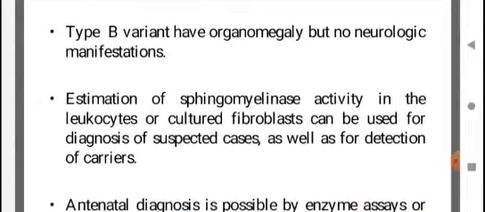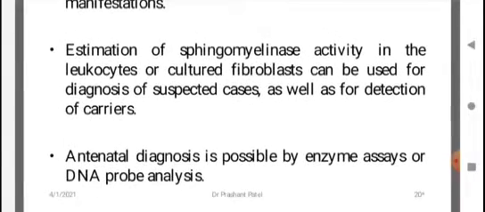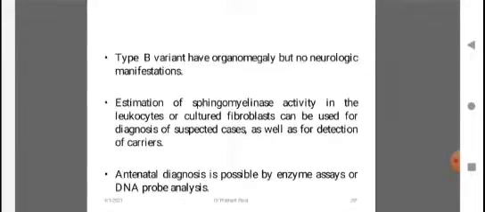The type B variant has organomegaly but no neurologic manifestation. So remember, in type B there is no neurological manifestation. Estimation of sphingomyelinase activity in leukocytes or cultured fibroblasts can be used for diagnosis of suspected cases as well as detection of carriers. Antenatal diagnosis is possible by enzyme assay or DNA probe analysis. So these are the methods of investigation.